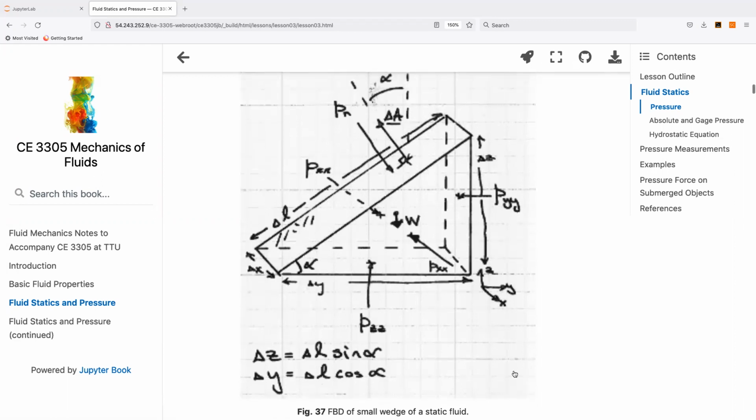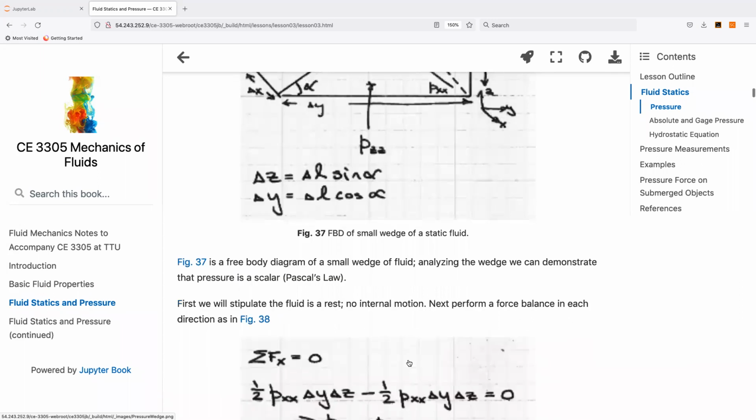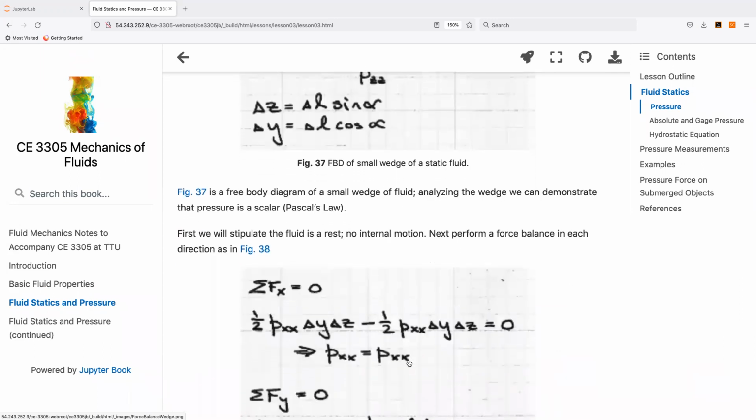Hopefully that was successful. If we were to express delta Z, the change of the height, in terms of this plane right here, delta Z happens to be equal to delta L times the sine of alpha. And delta Y similarly is delta L times the cosine of alpha. When I said fish before, I meant alpha. So there's our free body diagram of a small wedge of fluid.